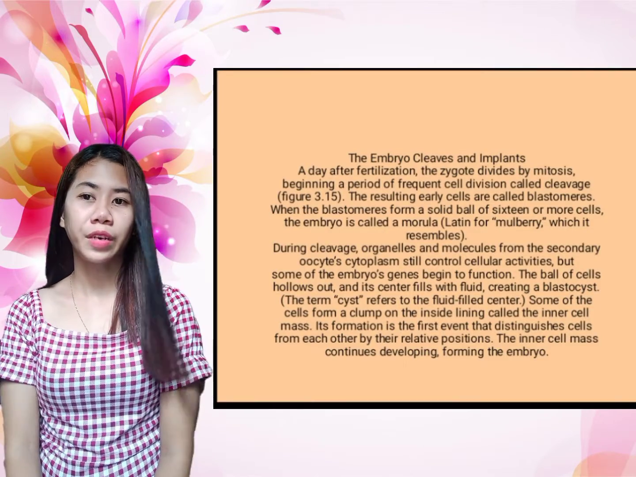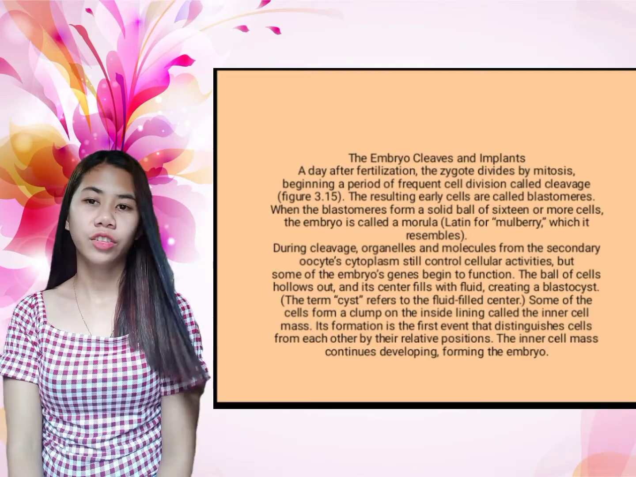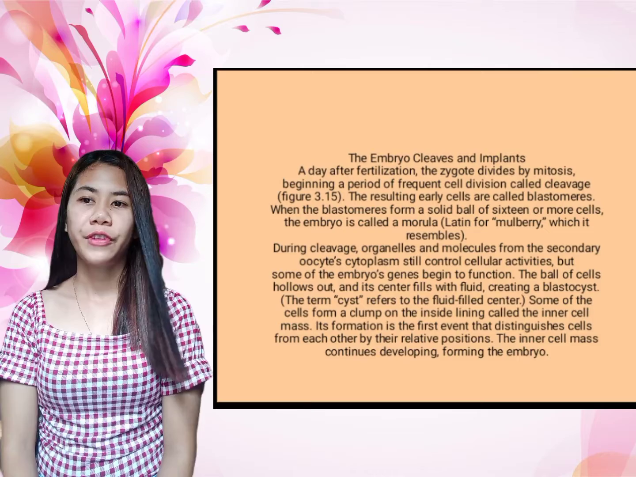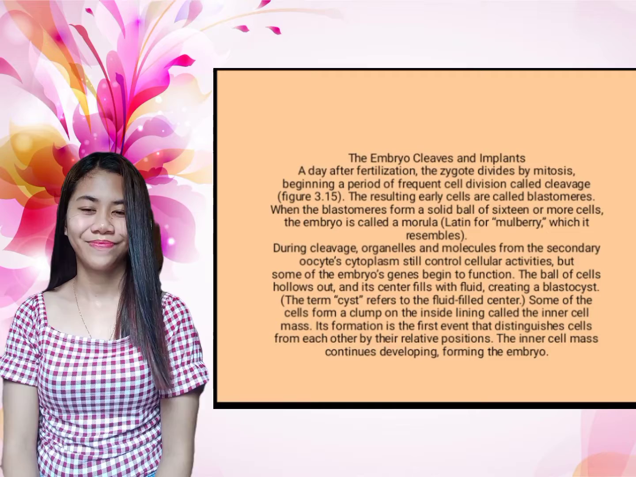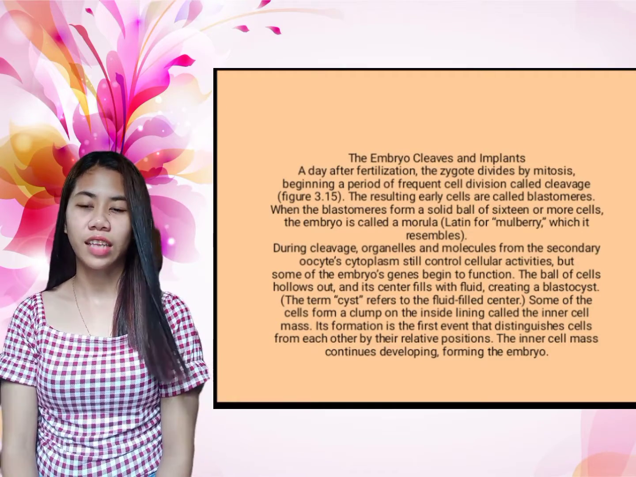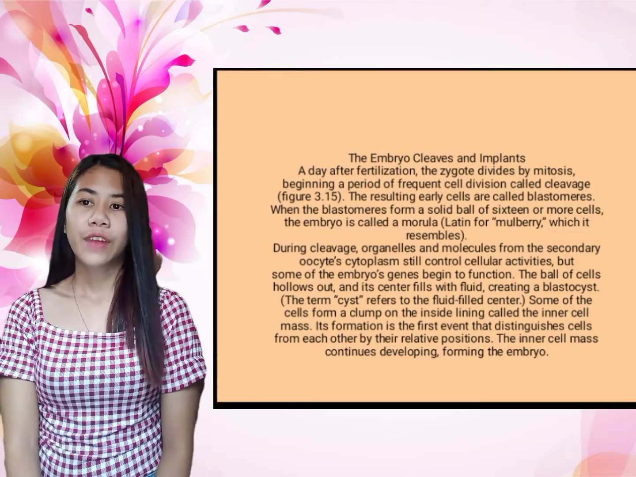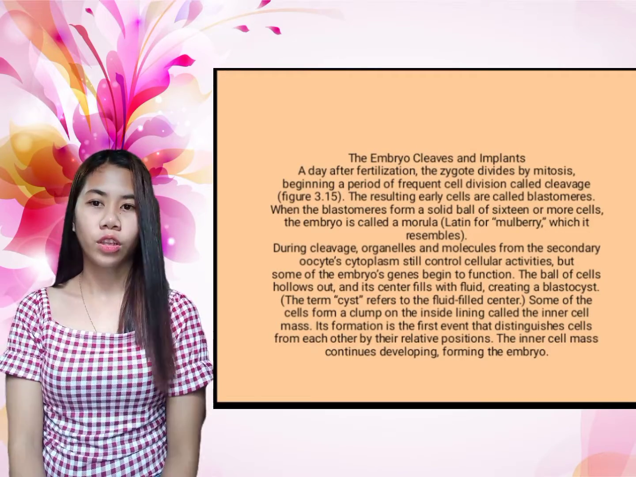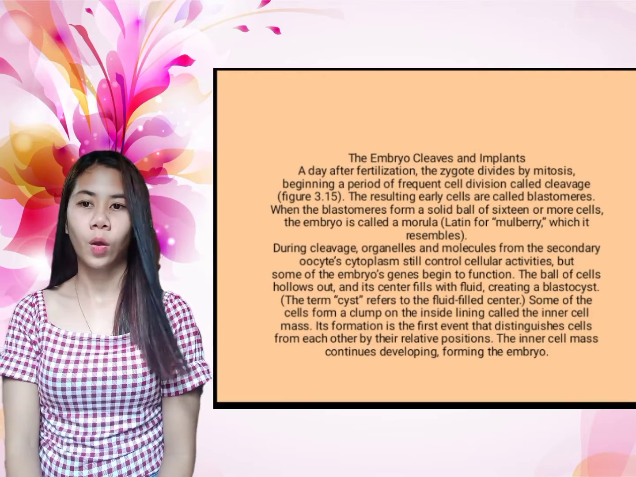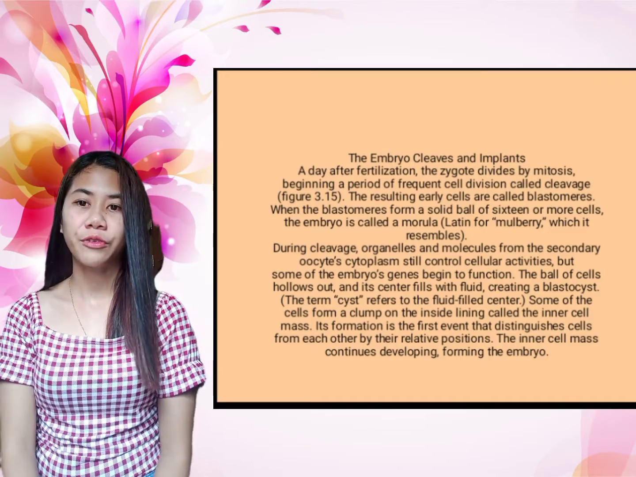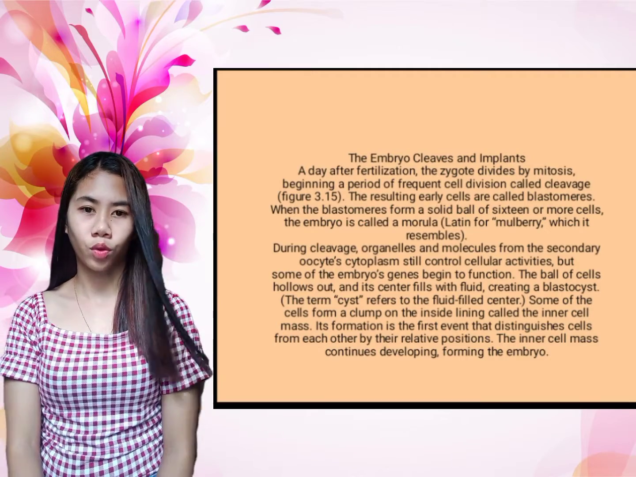The embryo cleaves and implants. A day after fertilization, the zygote divides by mitosis, beginning a period of frequent cell division called cleavage. The resulting early cells are called blastomeres. When the blastomeres form a solid ball of 16 or more cells, the embryo is called a morula, Latin for mulberry, which it resembles.